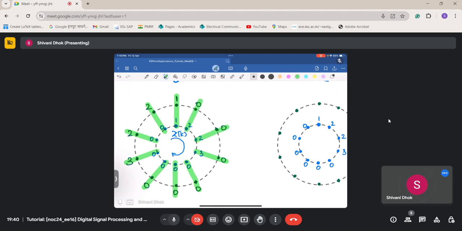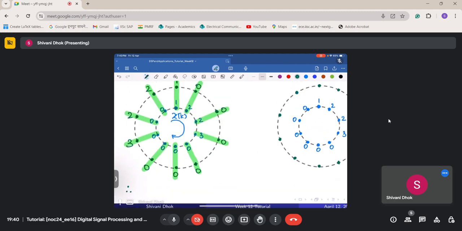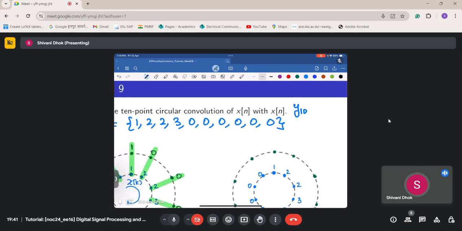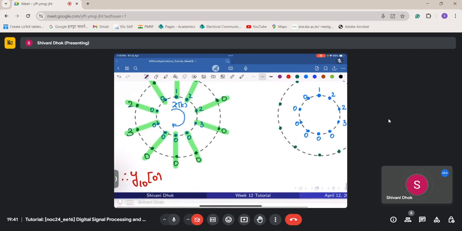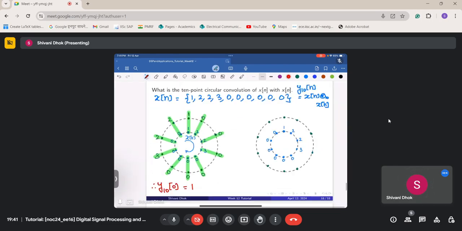So therefore, this is the 10-point convolution, so y10 of 0. Let me just write it properly. This is y10 of n is equal to x of n 10-point circular convolution with itself. So therefore this y10 of 0 comes only from this part, the others are all 0, so this comes out to be equal to 1.